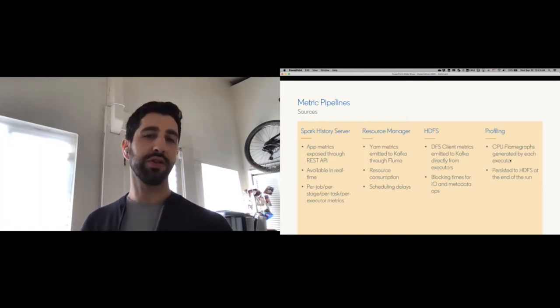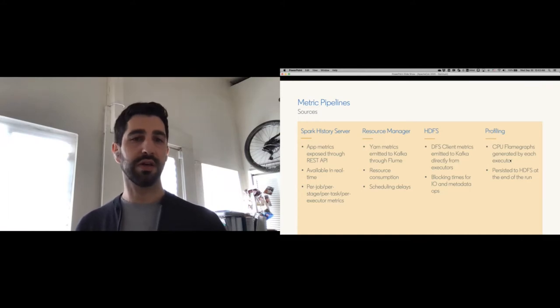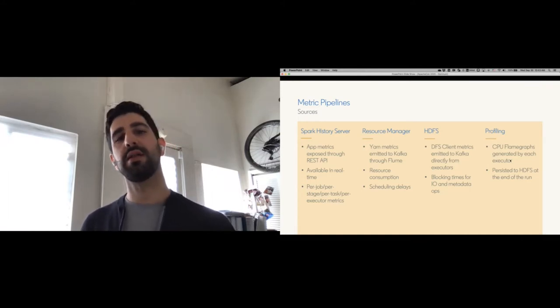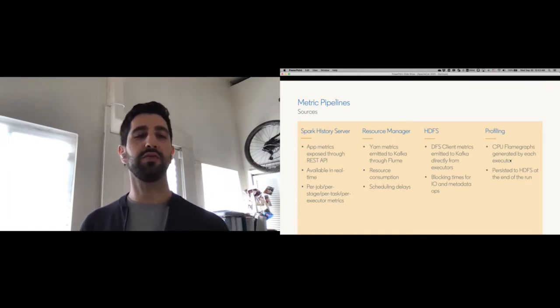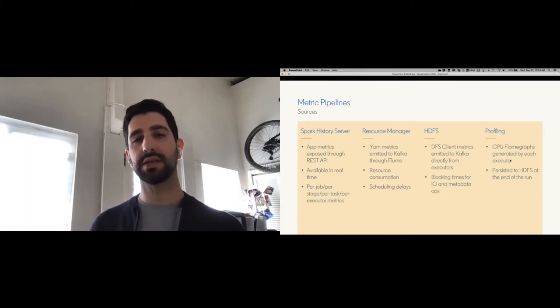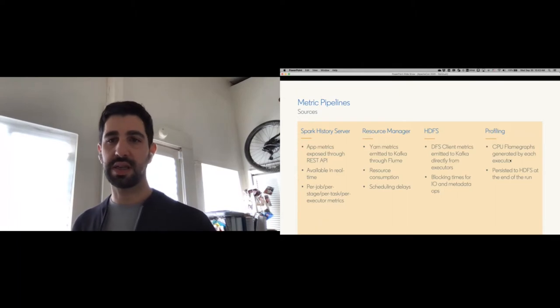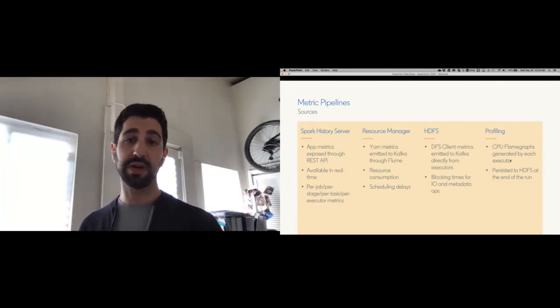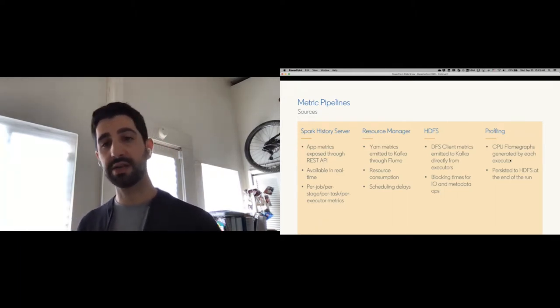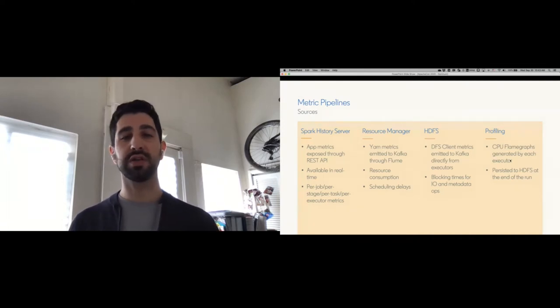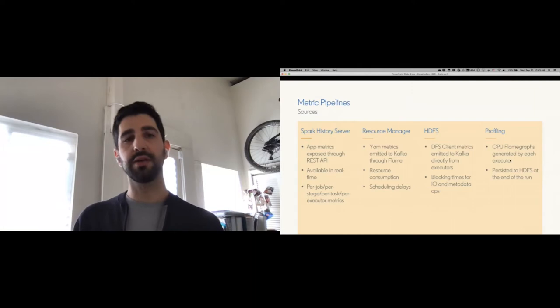The resource manager, these are YARN metrics that are emitted to Kafka through Flume and then provide us with an idea of the resource consumption per job and the scheduling delays. For HDFS, we have DFS client metrics that are emitted to Kafka as well directly from the executors. And those expose the blocking times for IO and metadata ops, kind of completing the picture also into the storage domain.